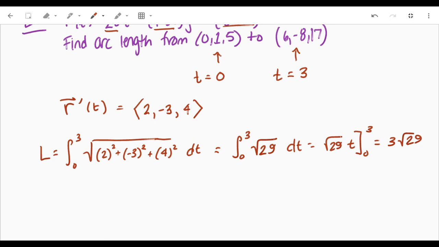Next, let's see, that is 29, right? I have 2 different things written in my notes. 4, 9, 16, yeah, 29.